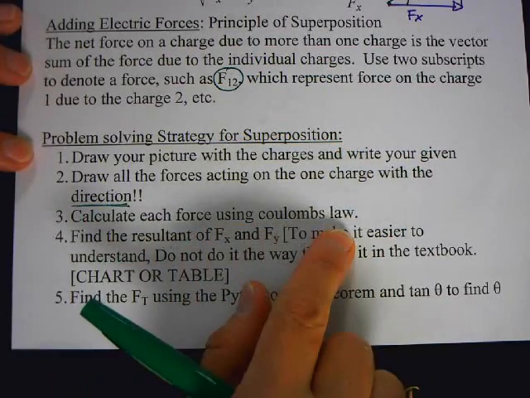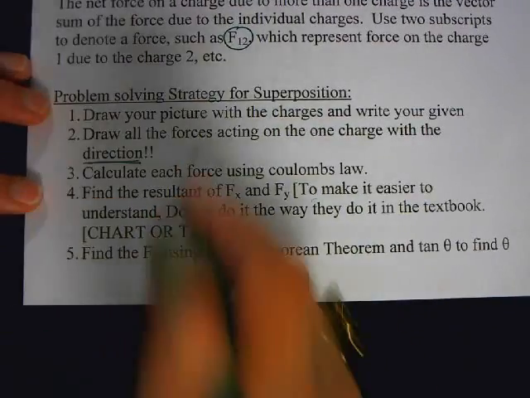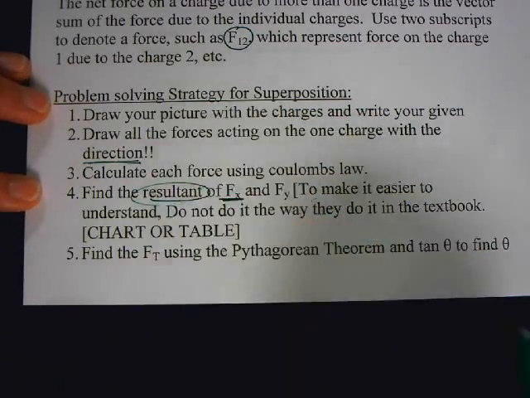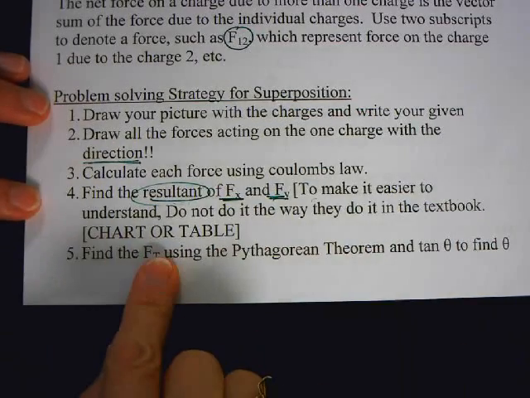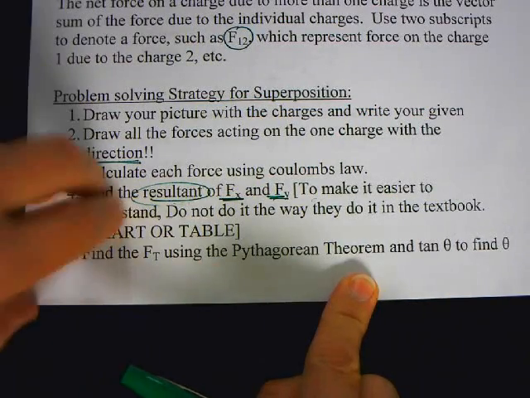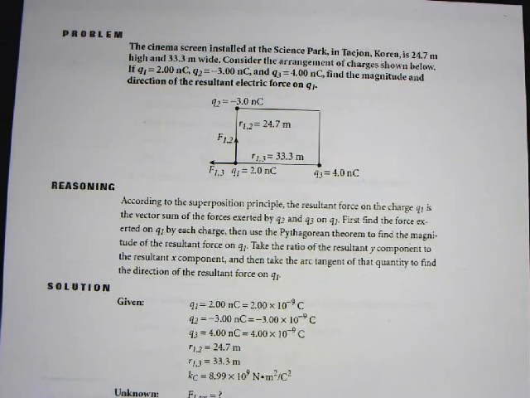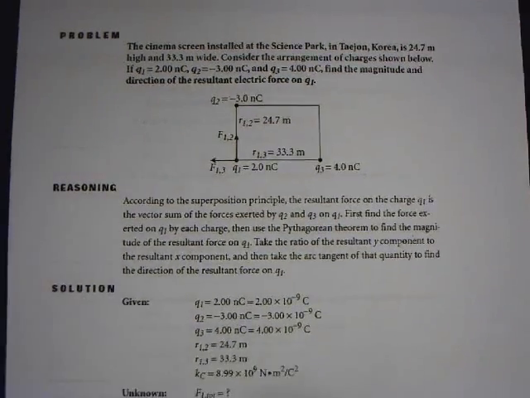Calculate each force using Coulomb's law. I might end up using Coulomb's law 2, 3, 4 times, depending upon how many charges there are. Then I'm going to find the resultant. I'm going to take all the x's and all the y's, and we're going to do it in a chart to make it easier. Then to find the total, I use the Pythagorean theorem and then the definition of tangent. This is an example in your book. Now, the example in the book I'm not going to work through. I'm going to work part of one of your homework problems, but I just want to show you the picture.